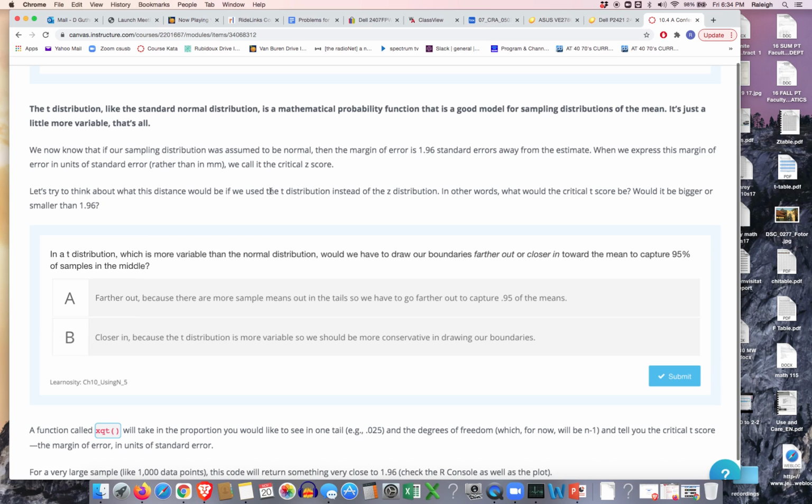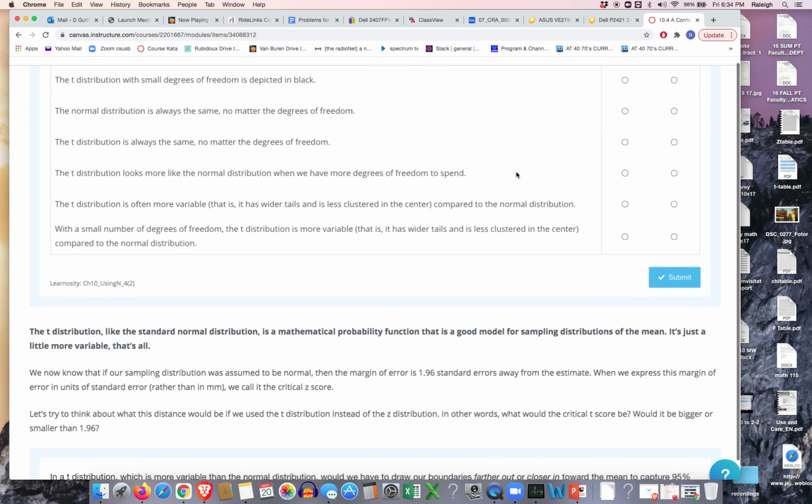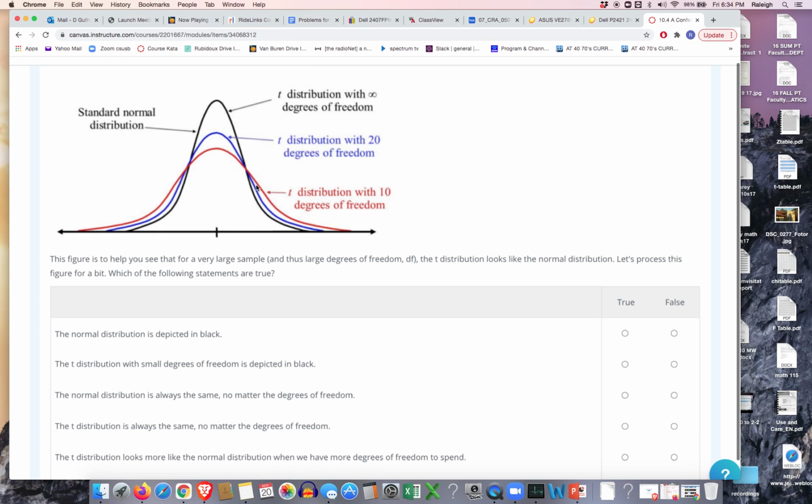Let's try to think about what this distance would be if we use t instead. What would happen to t? Well, just take a look. It's a little bit more wide. So z in black would be like this, and t would be more spread out, so it's getting further to the outsides.